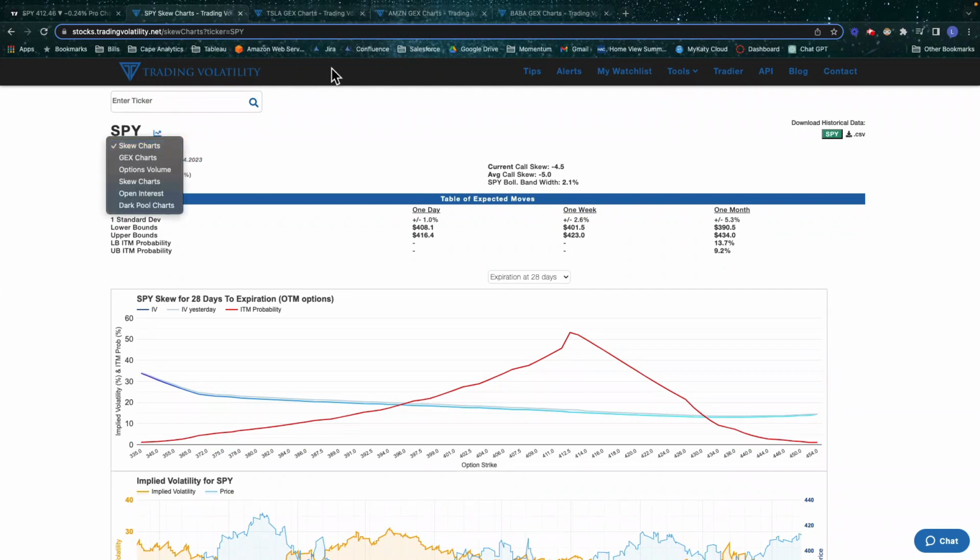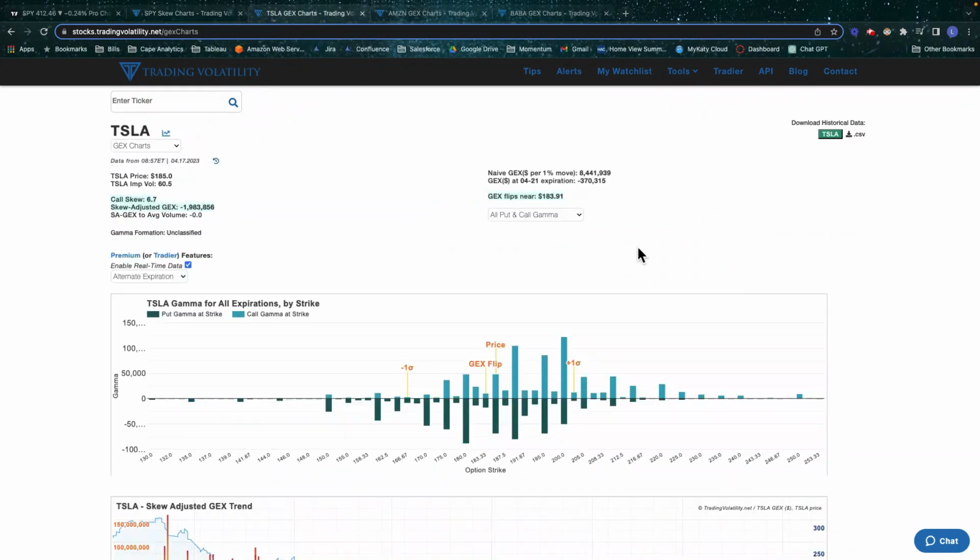So with that being said, that's the S&P 500. We got Tesla earnings coming up. This will be something to pay attention to. If you notice here, for Tesla earnings, there's a lot of put gamma, a lot of call gamma right here. That's because it's being hedged pretty well.